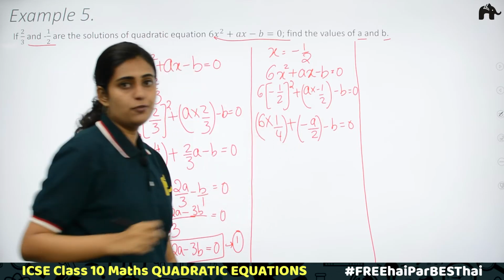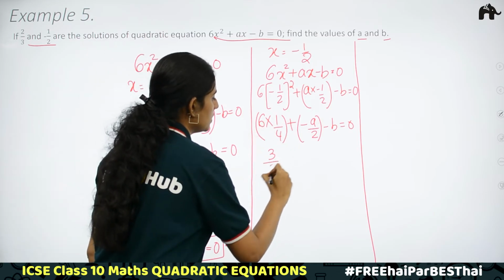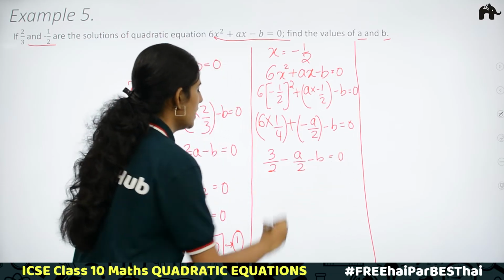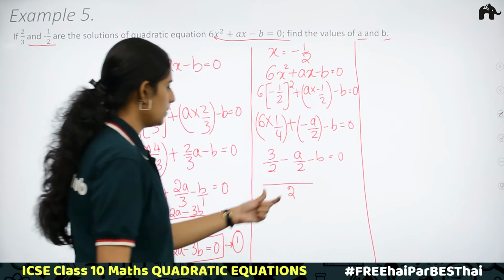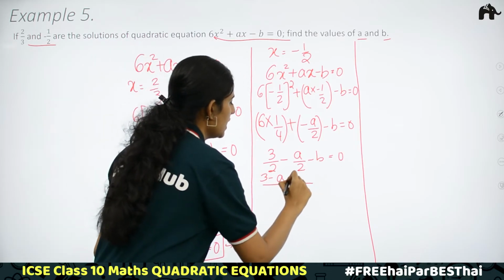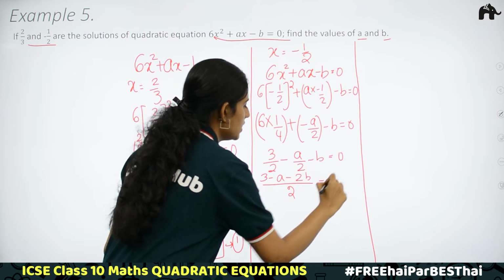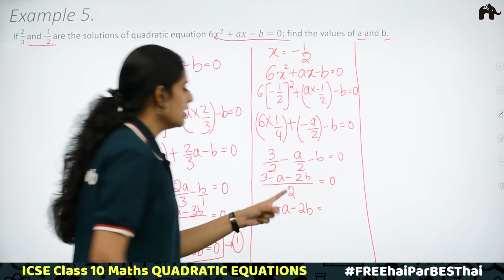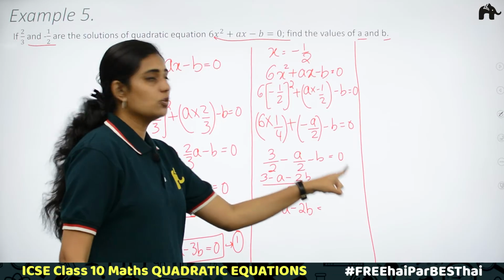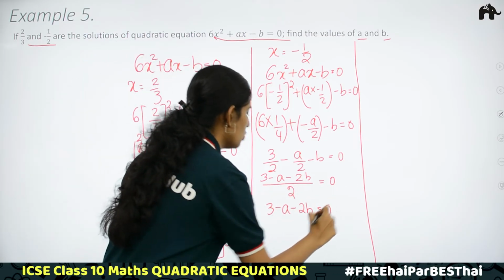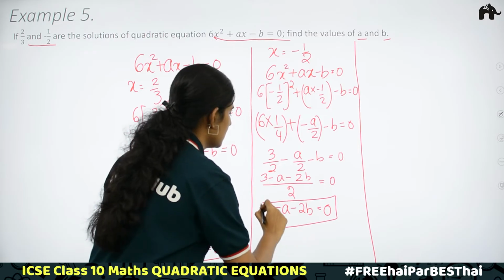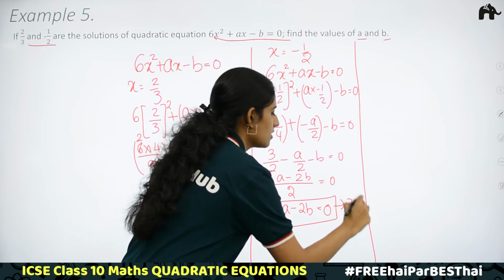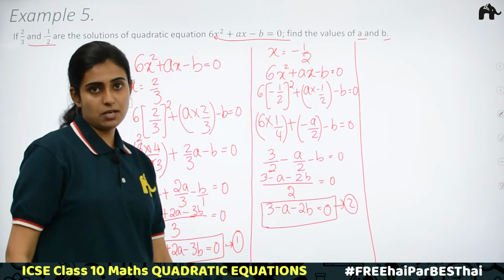That is 6 by 4, which is equal to 3 by 2. 3 by 2 minus a by 2 minus b is equal to 0. Taking the LCM, 2 in the denominator, 3 minus a minus 2b equal to 0. That is 3 minus a minus 2b is equal to 0 into 2. Taking this denominator to the opposite side, it becomes 0. This is our second expression. Now, on solving this, you will be getting the value of a and b.